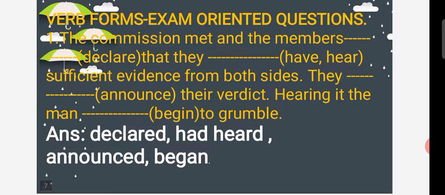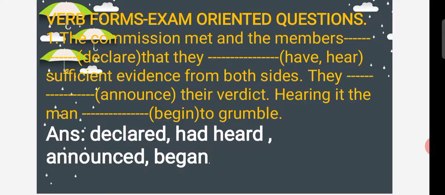Now let us discuss some exam oriented questions. Okay, these are taken from your textbook. The commission met and the members declare. Since it is just declare, you can't say have declared. They have not given you any other helping verb there. Since this story had taken place in the past, you have to use the past form of the verb here.